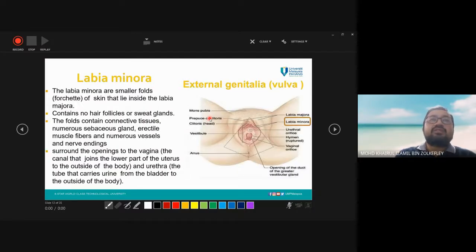Okay. So labia minora, the labia minora are smaller folds of skin that lie inside the labia majora, contains no hair follicles or sweat glands. The folds contain connective tissues, numerous sebaceous glands, erectile muscle fibers, and numerous vessels and nerve endings. It surrounds the openings of the vagina, the canal that joins the lower part of the uterus to the outside of the body, and urethra, the tube that carries urine from the bladder to the outside of the body. Okay.